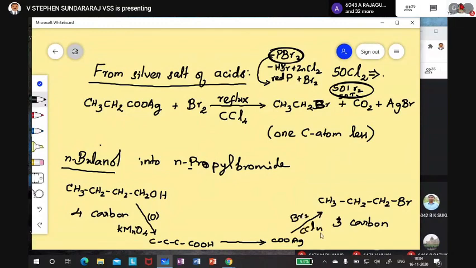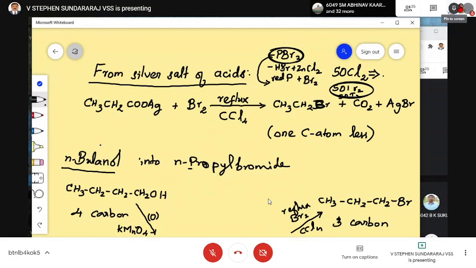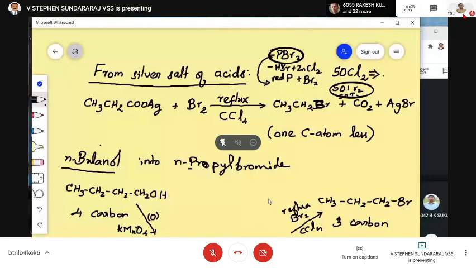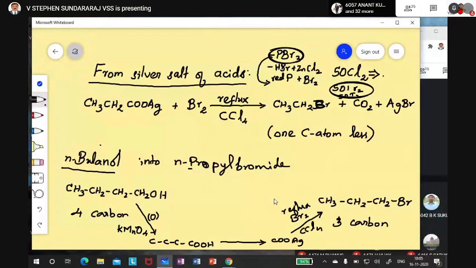One carbon atom less, this reaction you can remember. Note it down on a special page or nearby, highlighted, because it is an important reaction. After that we'll move on to the properties.